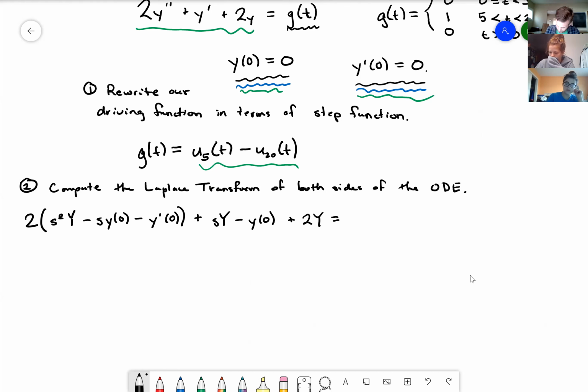And then I need to get the Laplace transform of each of these. So this will be e to the minus 5s over s minus e to the minus 20s, should be over s. And now I'm just going to rewrite a little bit to clean this up.